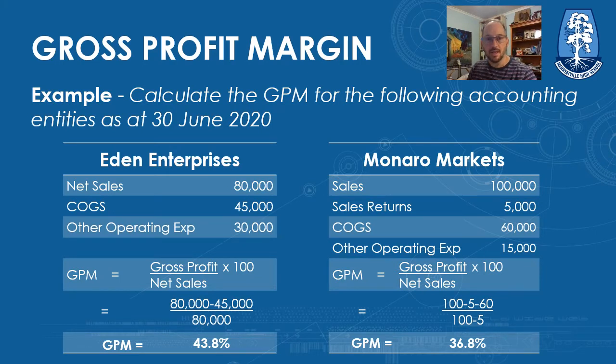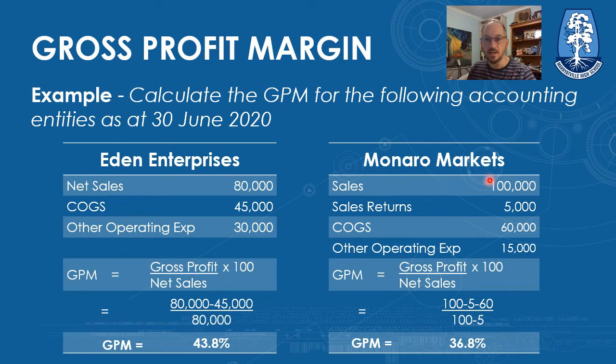In this example, we want to calculate the gross profit margin at the end of the accounting period. Eden Enterprises has net sales of $80,000, COGS of $45,000, other operating expenses of $30,000, and the gross profit margin is determined by dividing the gross profit by the net sales. And the gross profit is net sales minus COGS, 80 minus 45, which is 35, divided by 80,000, gives us a gross profit margin of 43.8%.